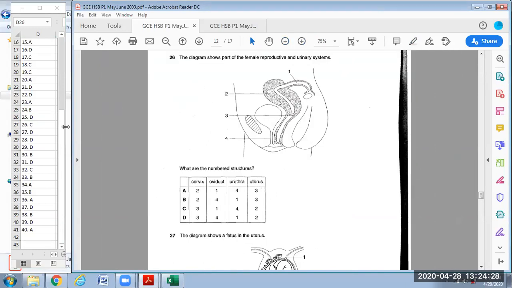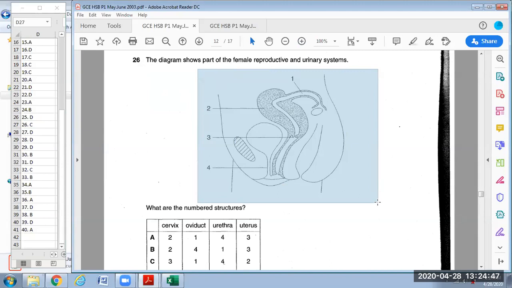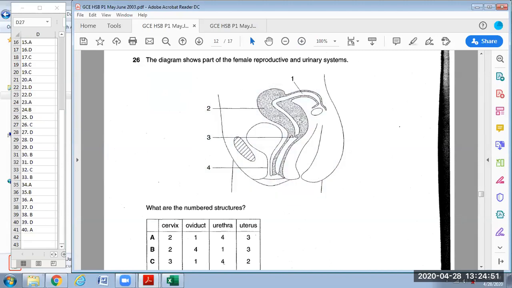The diagram shows part of the female reproductive and urinary system. What are the numbered structures? C. The cervix is 3, oviduct is 1. Yeah. 3. And a lot of people get confused with this view. This is how it actually is. So just tilt your head to the side. Maybe it will look like the one in your handout.